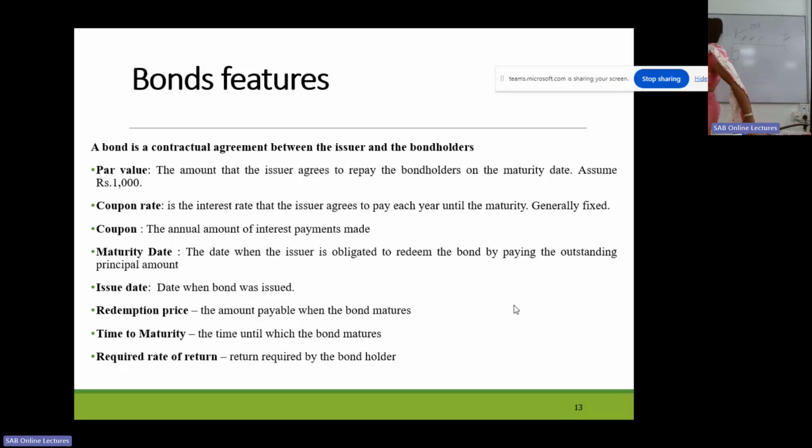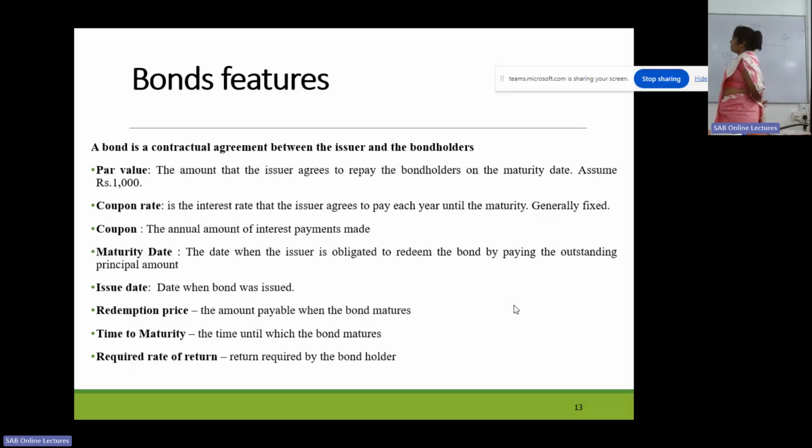Then the coupon rate. The coupon rate is the rate that the issuer agrees to pay each year until maturity. So here it is 10%. Until the maturity of the bond, a 10% coupon is given. That is the coupon rate. If you know the par value, face value, and the coupon rate, then you can calculate the coupon: 100 rupees, face value times coupon rate.